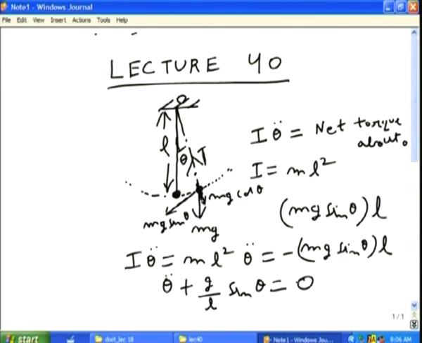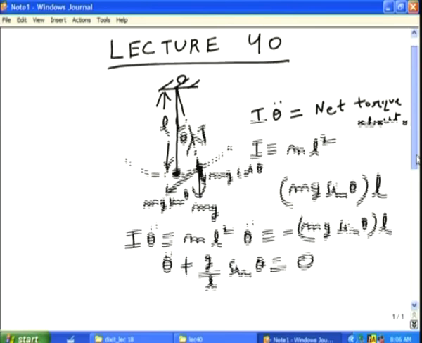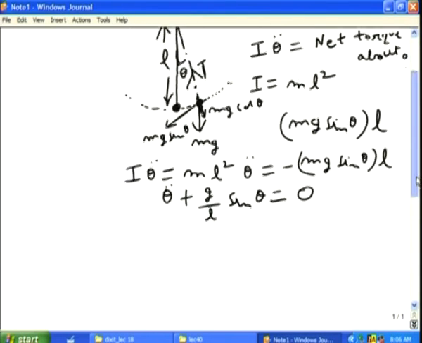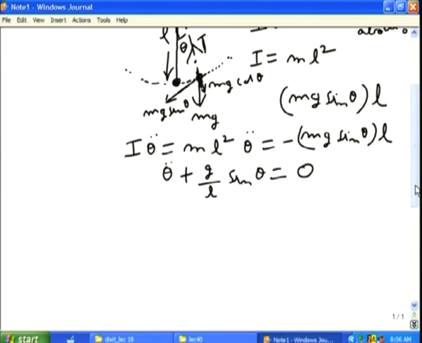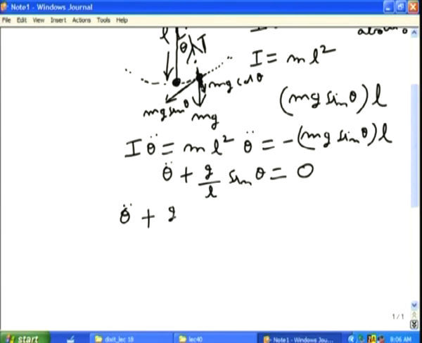This is the exact differential equation of the simple pendulum. However, we make the assumption that for small amplitudes sin theta may be regarded as equal to theta. So, the equation becomes theta double dot plus g by L theta equal to 0, and this can be compared with m x double dot plus k x equal to 0 of the spring mass system. So, you get the simple harmonic solution, but that is approximate.